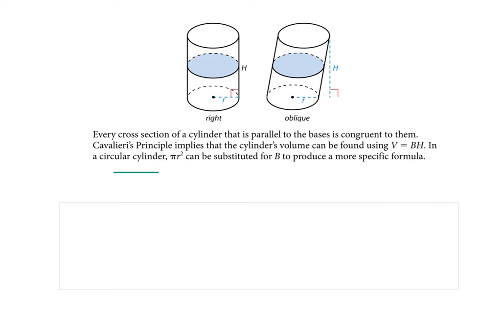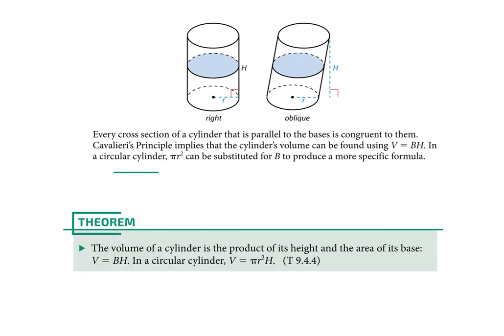Every cross section of a cylinder that is parallel to the base is congruent to it. So if it's parallel to the base, then it's congruent, and the same thing happens. The base times height is going to be your formula here.